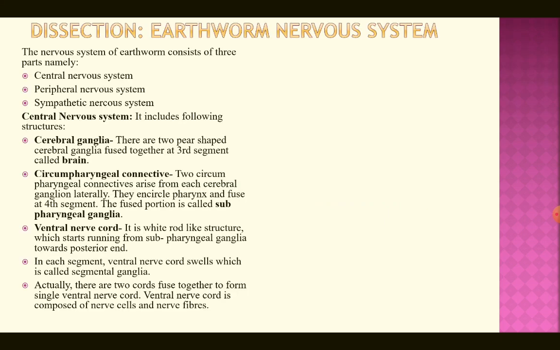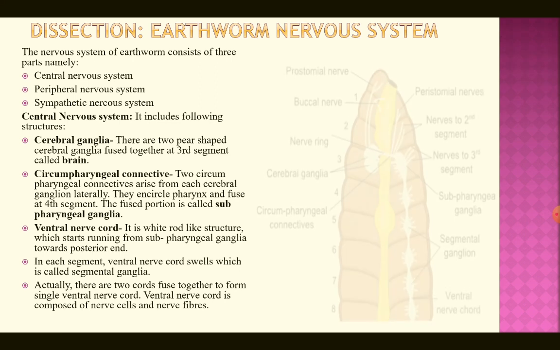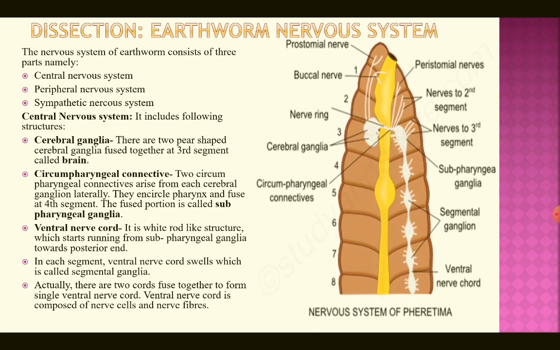Now the first system that we will be studying is the earthworm nervous system. Here we'll study it with respect to Pheretima. The nervous system in Pheretima is very well developed. It's concentrated and it consists of the central nervous system, peripheral nervous system and sympathetic nervous system. First let's look at the central nervous system. It includes mainly the following structures: the cerebral ganglia, the circumpharyngeal connective and the ventral nerve cord.